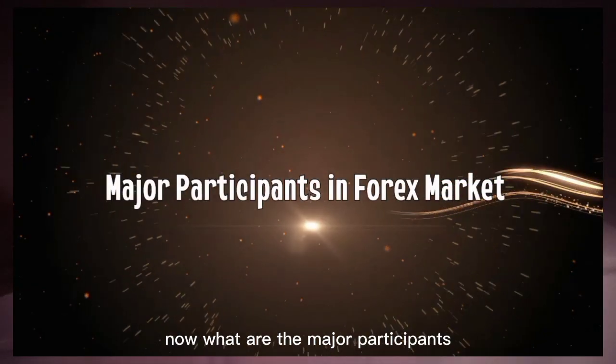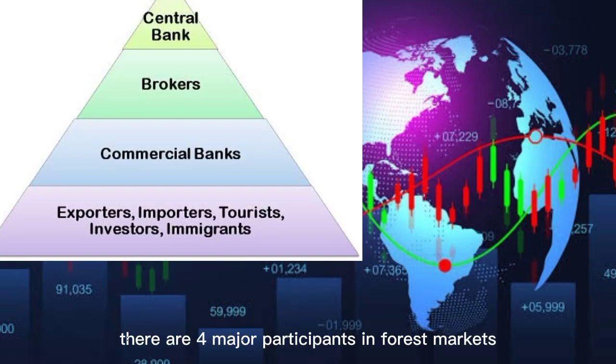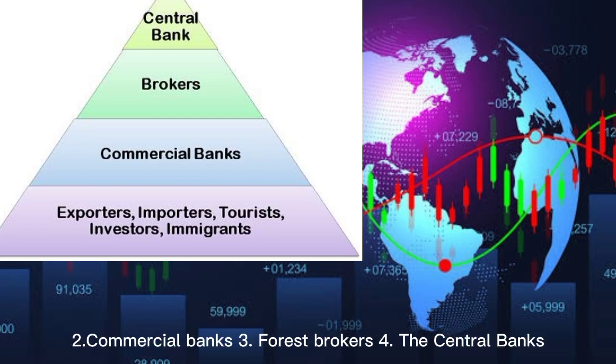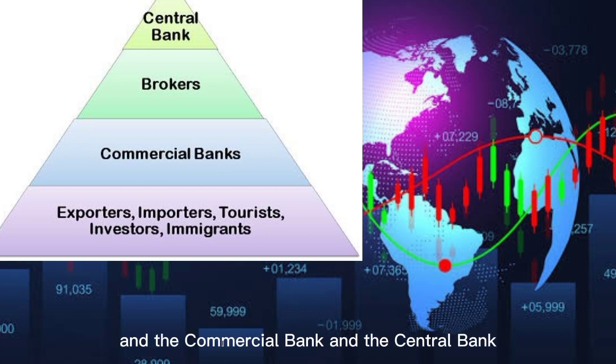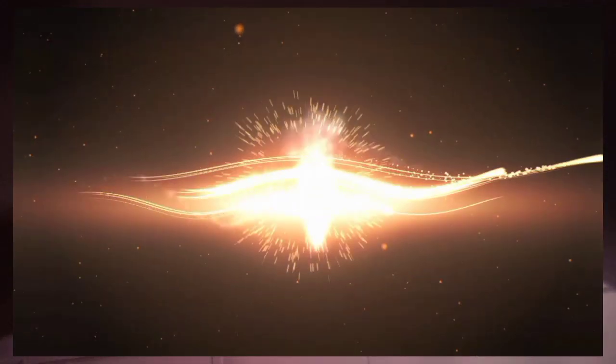Now, what are the major participants? There are 4 major participants in the Forex markets. 1. The retailers, traders and investors. 2. The commercial banks. 3. Forex brokers. 4. The central banks. And the commercial banks and the central banks and some of the financial institutions are called the big guys in the industry.